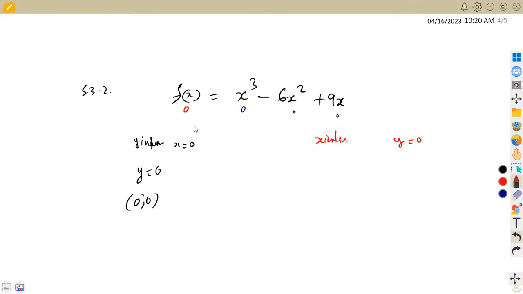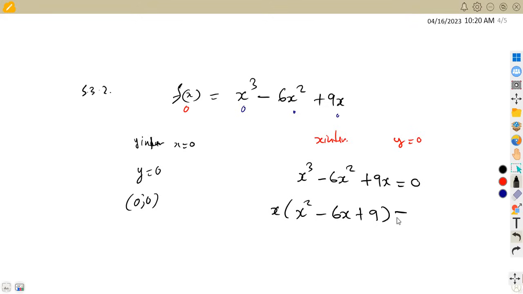Okay, then for the x-intercepts, we know that at that point, y is equal to 0. So if y is equal to 0 here, we can solve for x. That means we are going to have x cubed minus 6x squared plus 9x equal to 0. Okay, so we can factor out x here, which is common. So this is going to be x times (x squared minus 6x plus 9) equal to 0. So factorize here, we've got x, and we need factors of 9 that, when you add them, give you -6. That's -3 and -3.